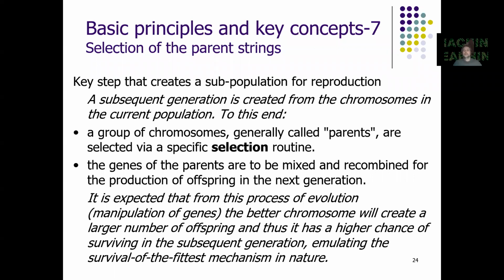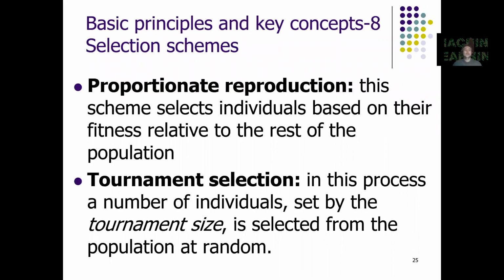The idea is that by going through this process, the best chromosomes will survive and will be selected for reproduction, and then the offspring will be better than their parents, and they will have a higher chance of surviving in the next generation. And this whole process emulates the so-called survival of the fittest mechanism that was introduced as part of the Darwinian theory of evolution. So I have some examples here of selection schemes.